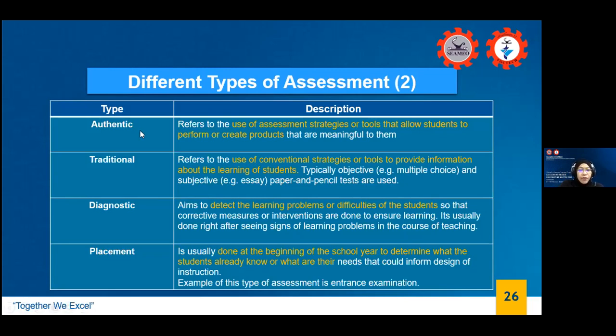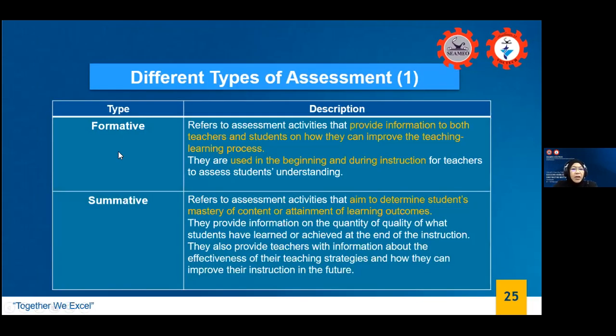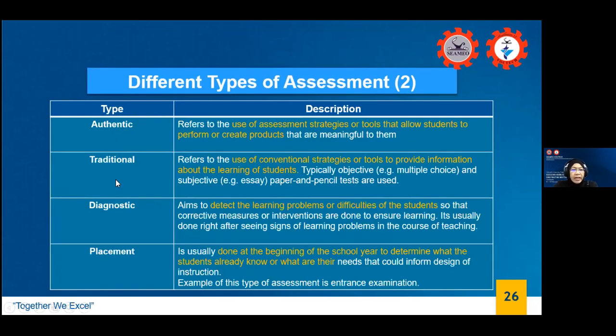Okay, these four, formative, summative, authentic, traditional, these are the types of assessment that the teachers can use in regular classes. Is that clear? Yes, thank you. Clear. Okay, good.